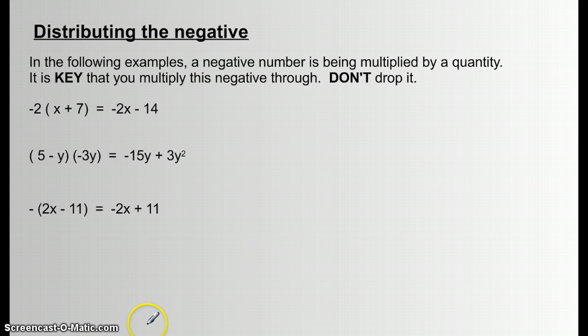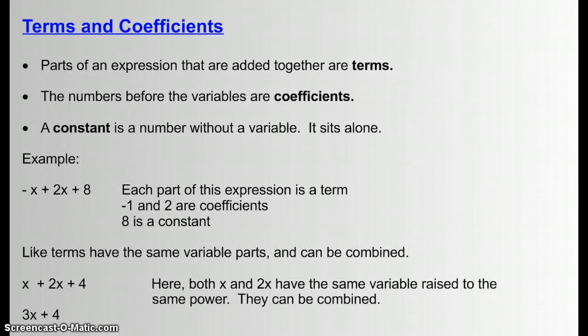In the last example, we actually have negative 1 times the quantity. Now, when you see a negative in front of parentheses, we're assuming there's a 1 there. So it's negative 1 times the quantity, 2x minus 11. That becomes negative 2x, and minus 1 times negative 11 is positive 11.